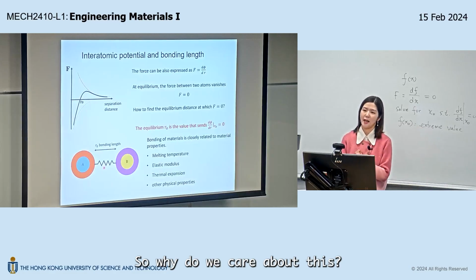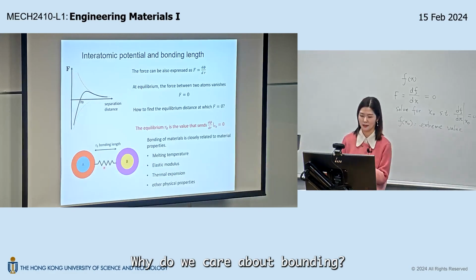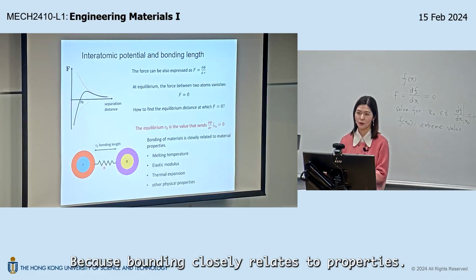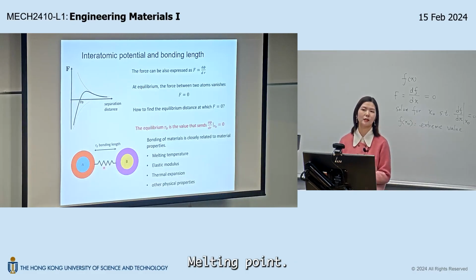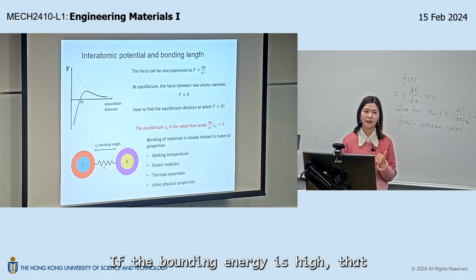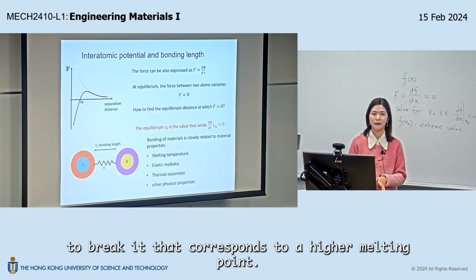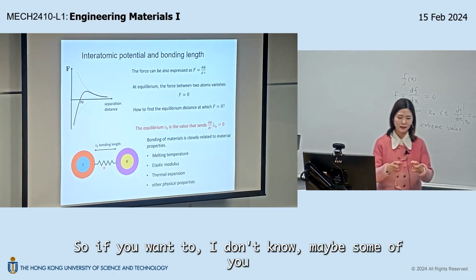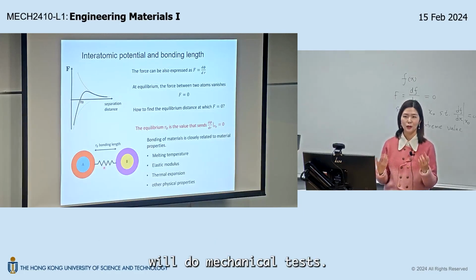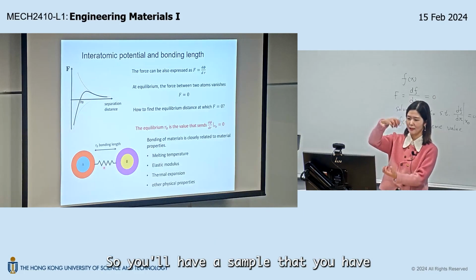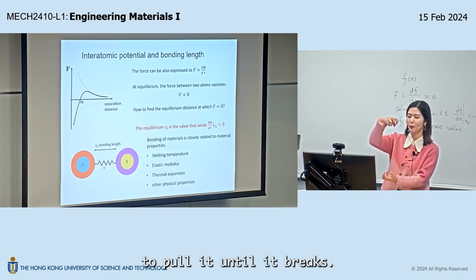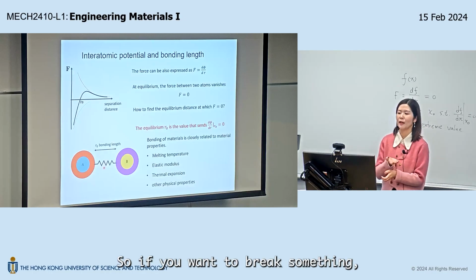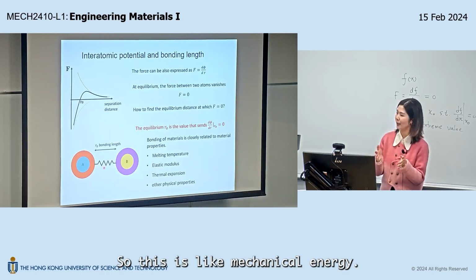Okay, so why do we care about this? Why do we care about bonding? Because bonding closely relates to properties. What properties? Melting point. If the bonding energy is high, that means you need to pay more energy to break it. That corresponds to a higher melting point, right? Elastic modulus. Maybe some of you will do mechanical tests. You'll have a sample and a so-called universal test machine to pull it until it breaks. If you want to break something, you need to pay energy. So this is like mechanical energy, right?